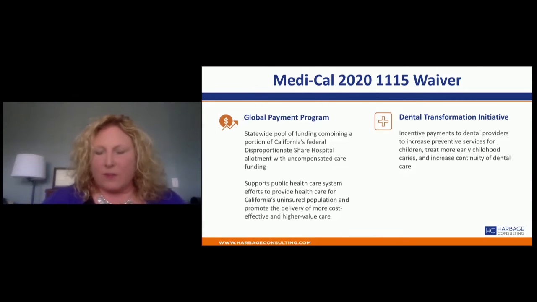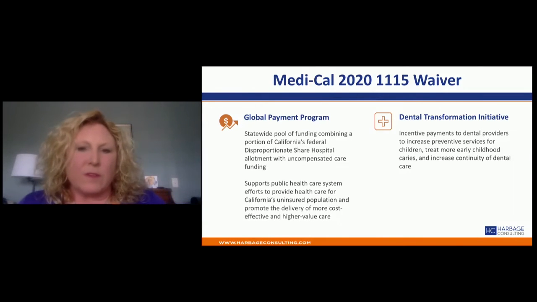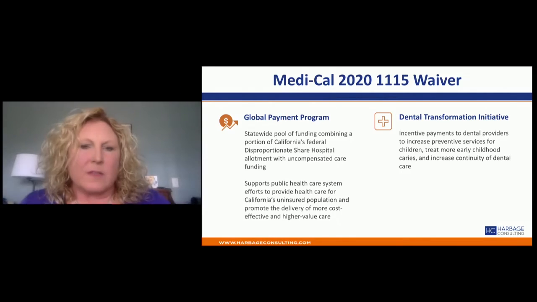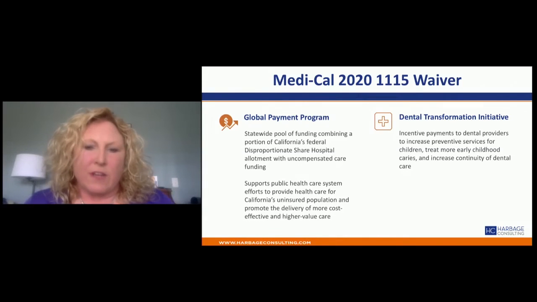Then Cindy mentioned the use of uncompensated care pools to provide support for the uninsured in various states, and the Global Payment Program is an example of that. The payment program is a pool of funding that is based on a combination of the state's disproportionate share hospital allotment. Disproportionate share hospital is funding that's been in the Medicare and Medicaid statutes for, I think, almost forever, that provides pools of money available to states to distribute out to hospitals to help cover their uncompensated care costs. That Global Payment Program has been a really critical part of supporting the counties in the public health care system for those remaining uninsured in California.